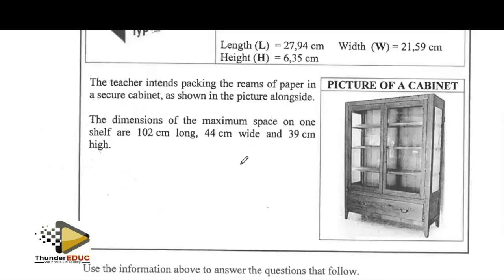One shelf of the cabinet. So what you're going to do, this is called packaging. You're going to look for how many reams will fit on the long side. How many reams will fit on the long side? On the long side, we shall say it's the length of the shelf, because it's big, divided by the length of the ream. So the length of the shelf is 112 centimeters divided by 27.94.